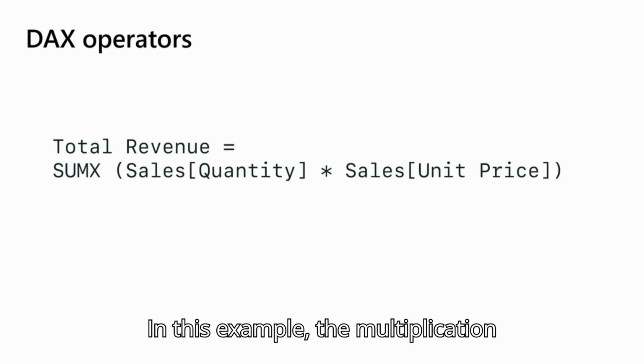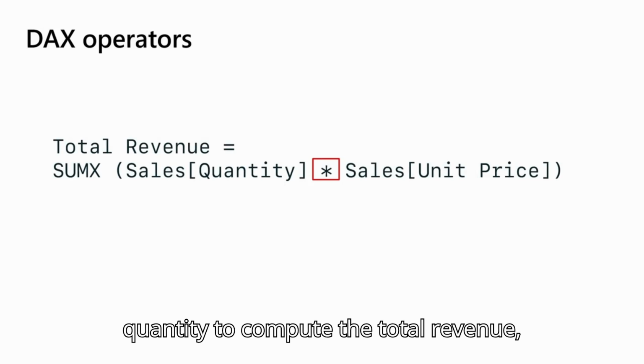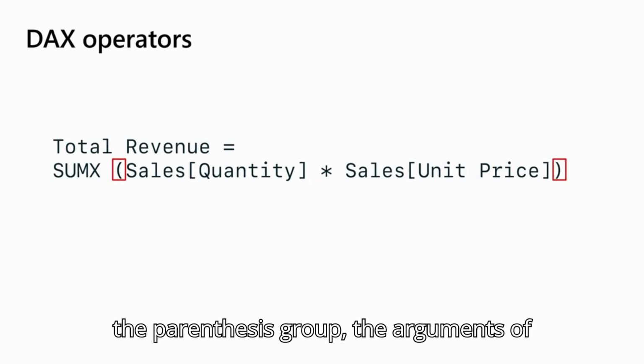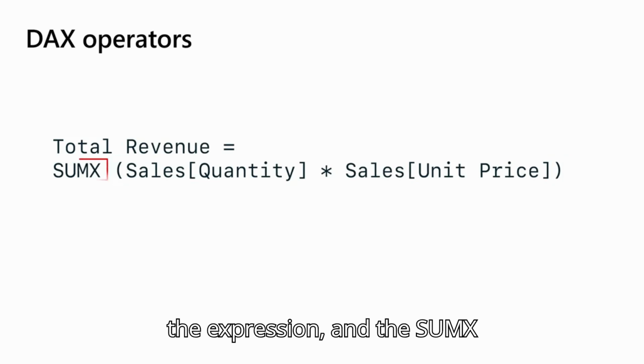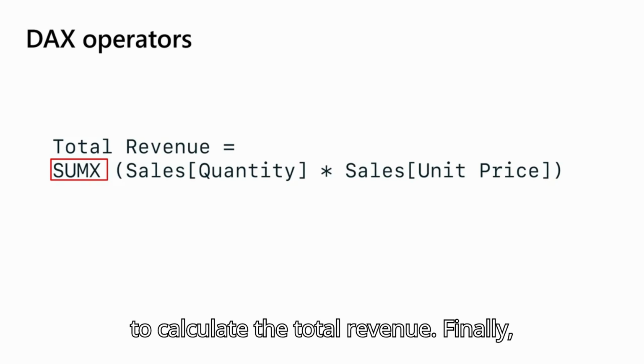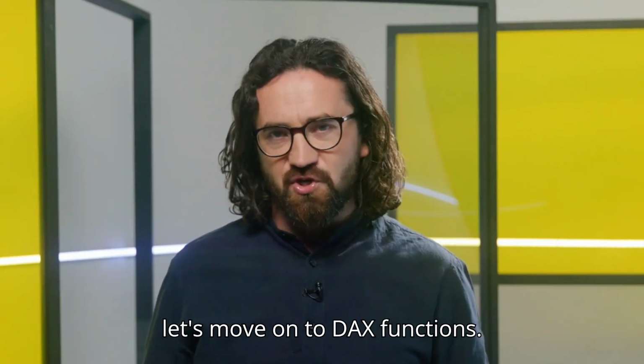AdventureWorks can use operators in a DAX formula to calculate its total revenue. In this example, the multiplication operator multiplies the unit price by the quantity to compute the total revenue. The parentheses group the arguments of the expression, and the SUMX DAX function adds the arguments' values to calculate the total revenue.